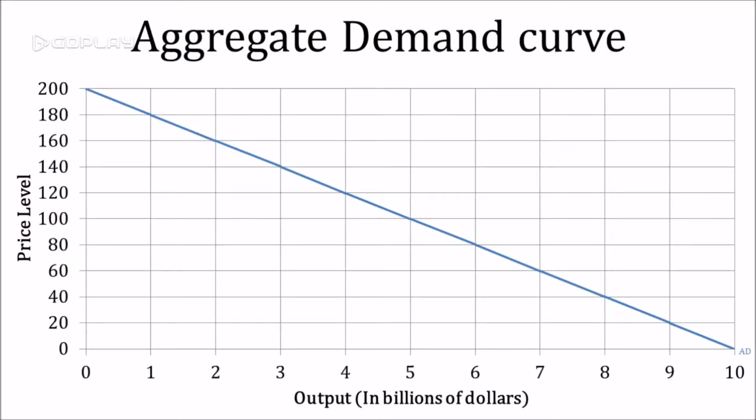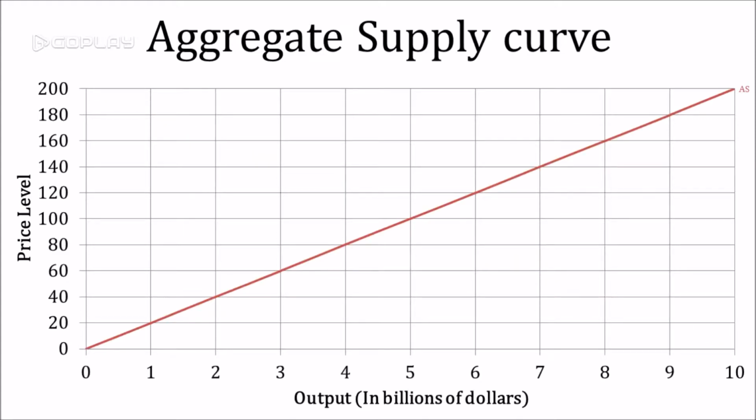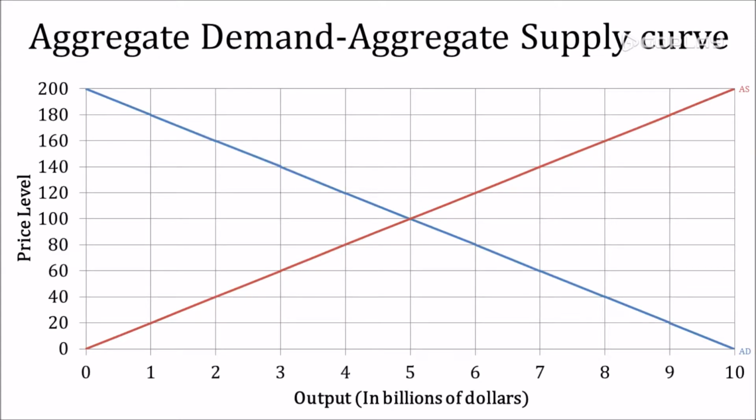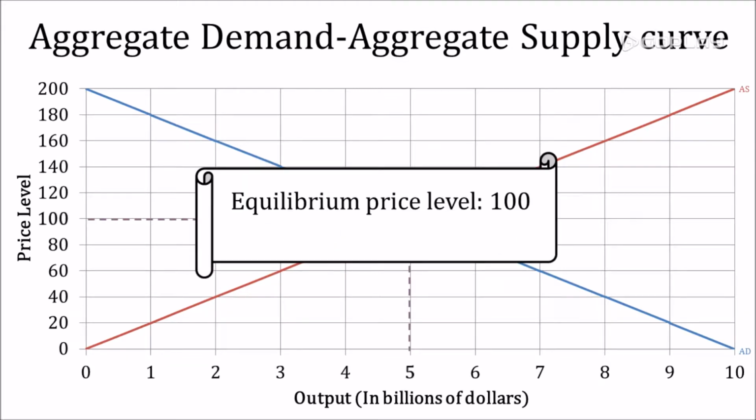This is the aggregate demand curve, sloped downwards when plotted against the price level on the vertical axis and output on the horizontal axis. And this is the aggregate supply curve. It is sloped upwards when plotted against price level on the vertical axis and output on the horizontal axis. Put the two curves together and we will get our aggregate demand, aggregate supply model. The equilibrium is the point where the two curves intersect. Based on this graph here, the equilibrium price level is 100 and the equilibrium output is $5 billion.